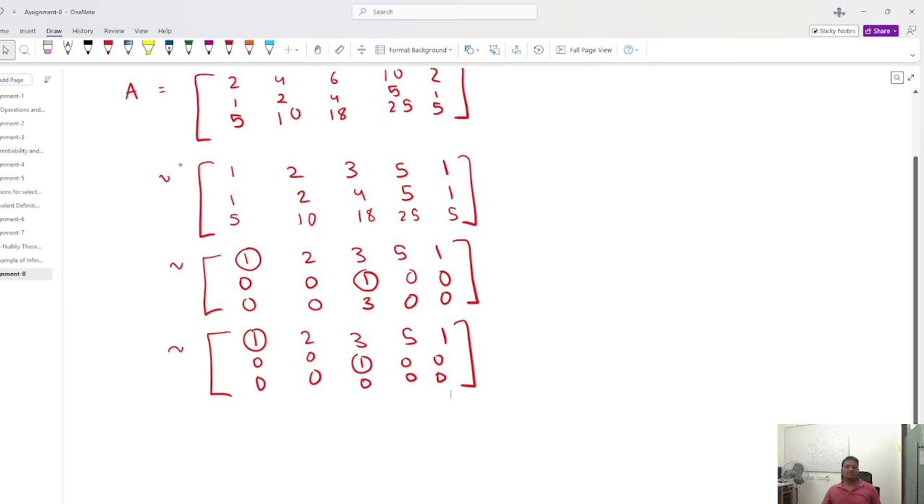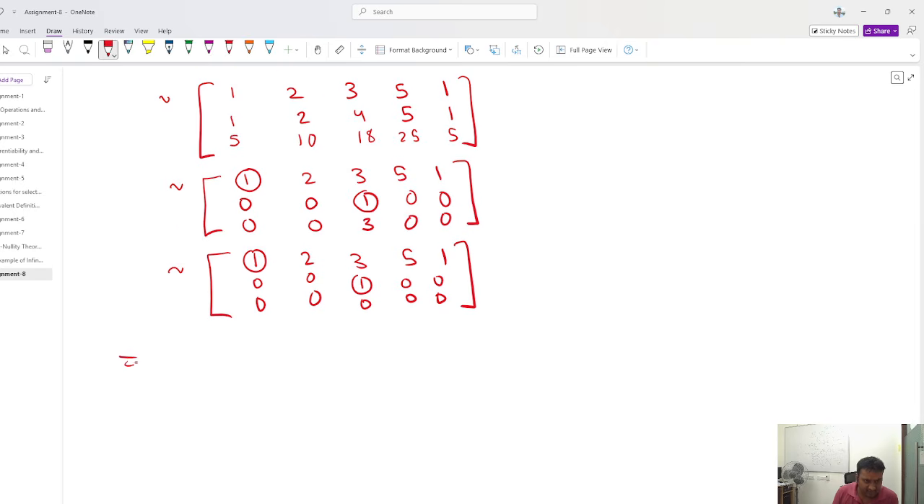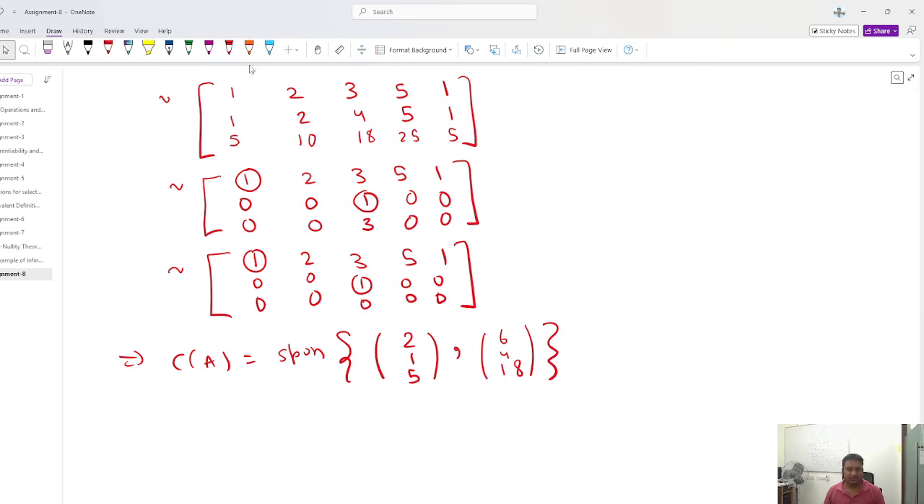It means the columns corresponding to the pivot elements will be linearly independent. So the column space is the span of these two columns. The first column is 2, 1, 5. And the third column is 6, 4, 18. That's all. Now, what is the null space? The same matrix will help you find the null space.